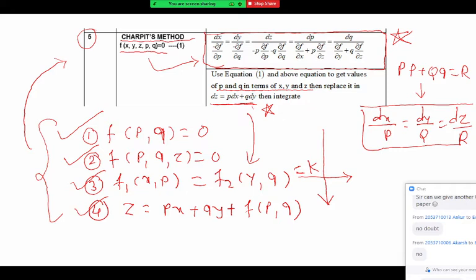But the best part for you is that in the exam, the question on Charpit's method always comes with a name: solve the following PDE by Charpit's method. I'll repeat, in the examination the question comes like this. Another important thing, in every question paper you will get an example on Charpit. So this article is very important. Every question paper contains a 5-mark question on Charpit's method.